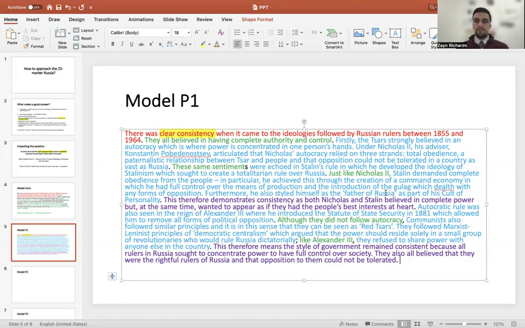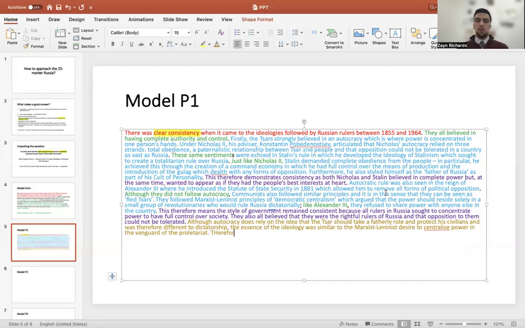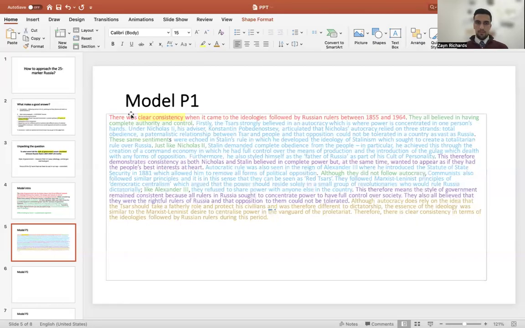So they might say, although autocracy does rely on the idea that the Tsar should take a fatherly role, protect his civilians, and was therefore different to dictatorship, the essence of the ideology was similar to the Marxist-Leninist principle of desire to centralize power, the vanguard of the proletariat. Therefore, there is clear consistency in terms of the ideologies followed by Russian rulers during this period. Okay, so that's what it looks like.